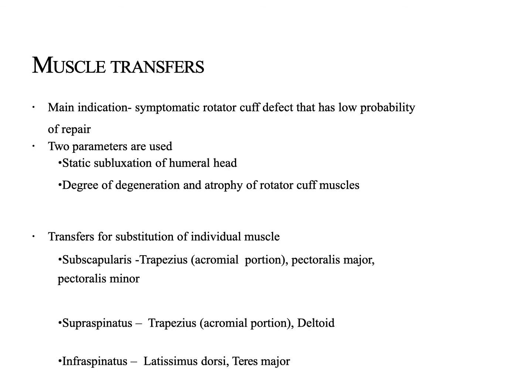Then muscle transfers. The main indication for muscle transfer is a symptomatic rotator cuff defect that has low probability of repair. Two parameters are used: static subluxation of the humeral head and degree of degeneration and atrophy of the rotator muscles. For substitution of individual muscles, for subscapularis we can use trapezius, pectoralis major, and pectoralis minor. For supraspinatus, trapezius or deltoid can be used, and for infraspinatus, latissimus dorsi or teres major can be used.